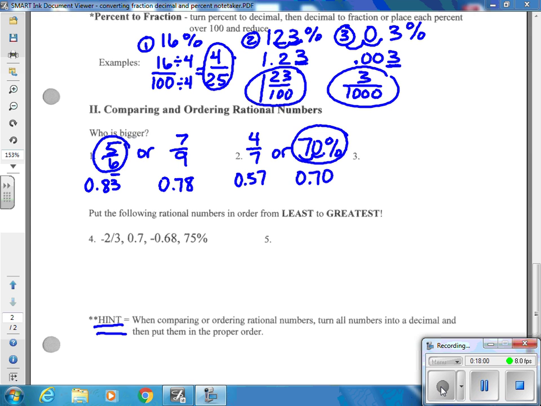so that means 70% is our bigger number. Then for the next one, you have to be super cautious in the world of negatives because the closer to 0 it is, the bigger it is. The farther away from 0 it is, the smaller it is. All right, so here are our two values.